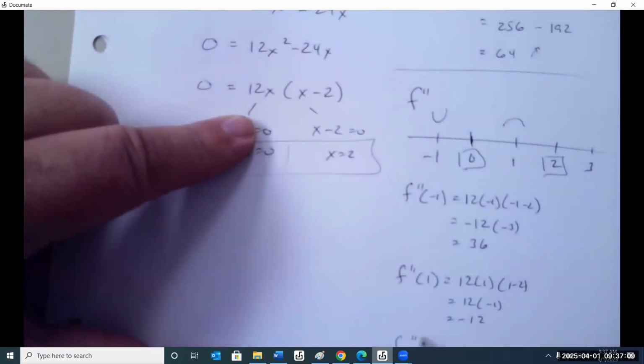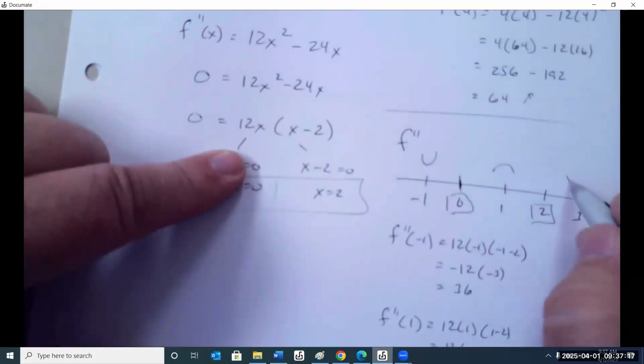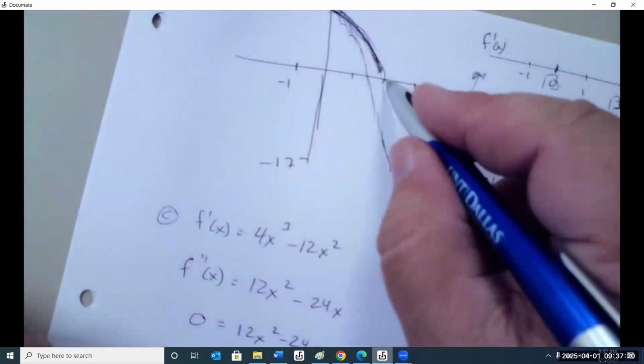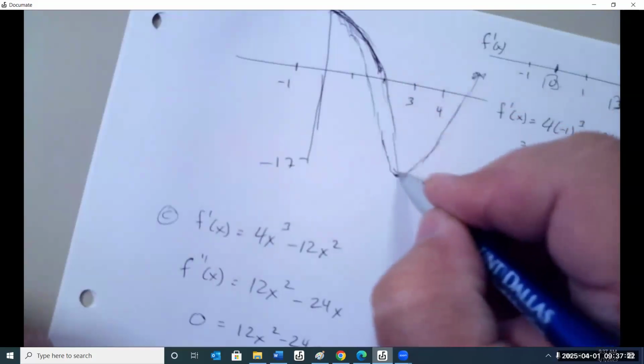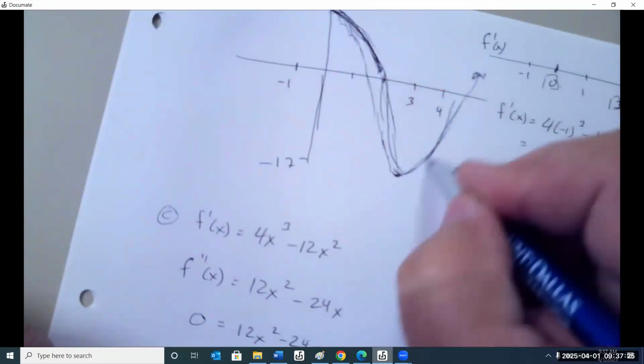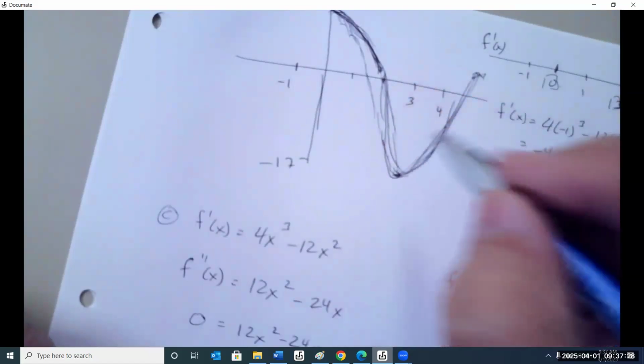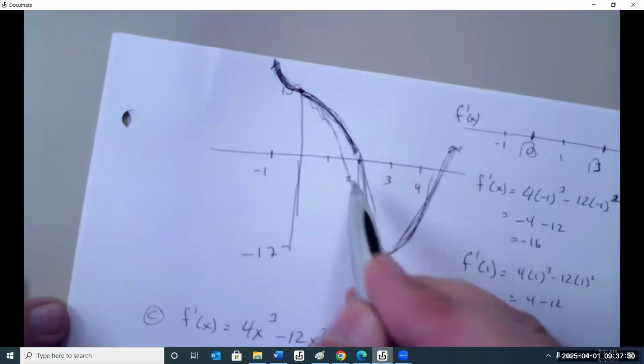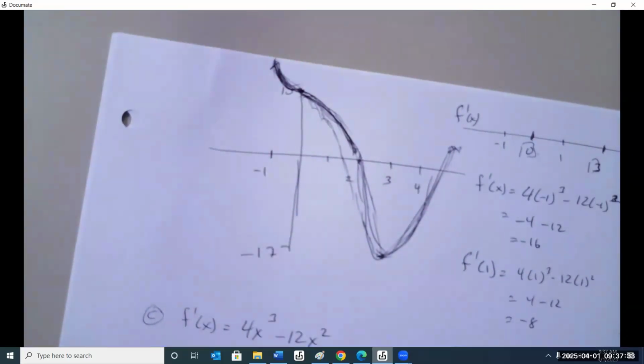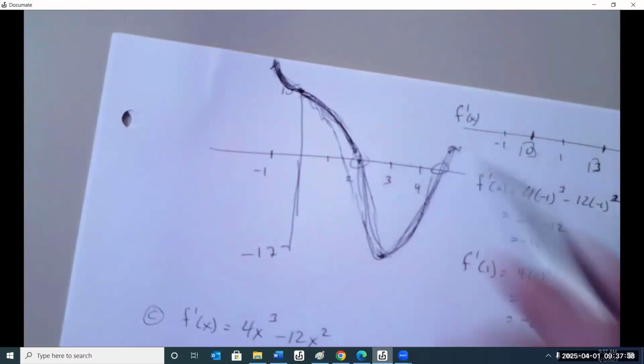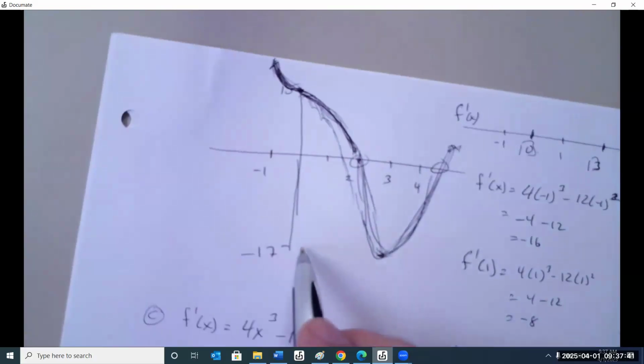And then on the other side, 12 times 3 times (3 minus 2) is going to be positive. So on this side, it's got to start being concave up. So it's got inflection points at 2 and 0. We just don't know where the actual x-intercepts are. So it's concave up, concave down, and then concave back up. Something like that.